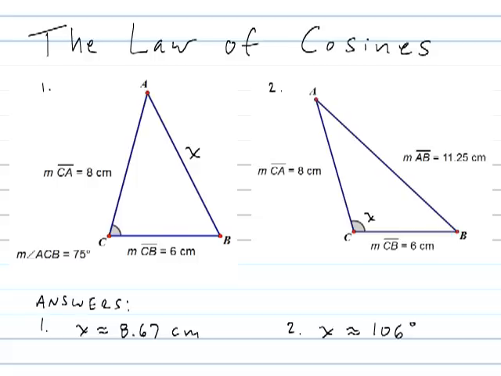The law of cosines is used primarily when you have two sides and the angle in between them, like we do in example number 1. We use it to find the missing side. Or like in example 2, if we know all three sides of a triangle, we can use the law of cosines to find any of the angles that we want.